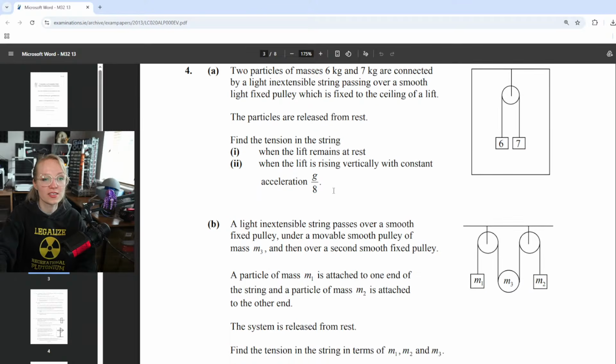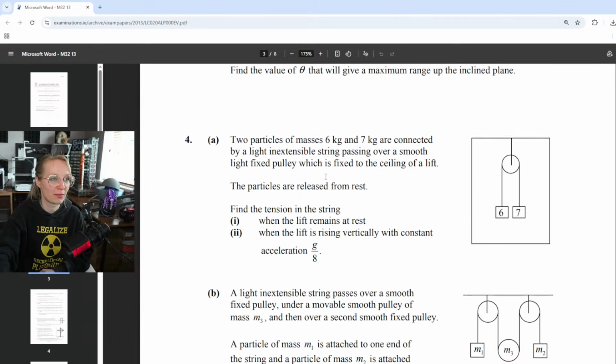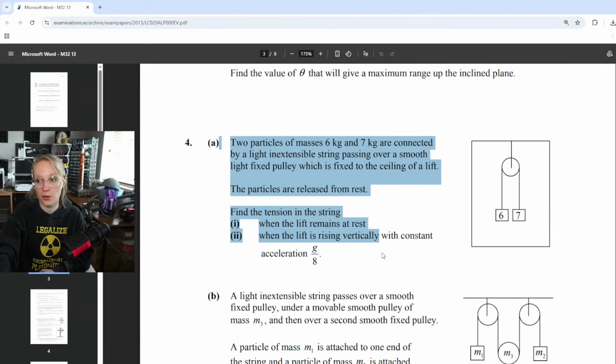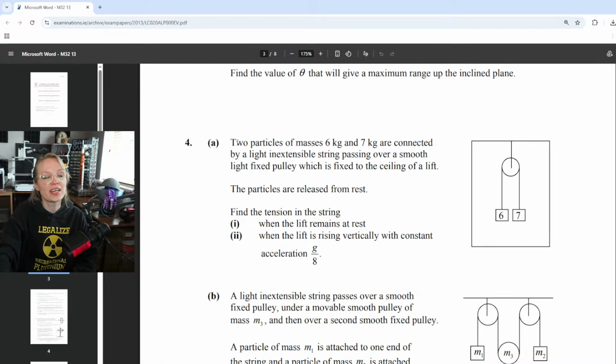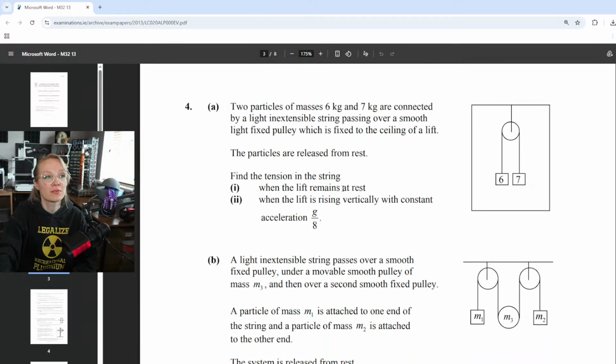Question 4. So this is the guaranteed question that comes up, it was always a pulley problem. And I studied the shit out of it always. And I did really badly. I messed up the triple pulley problem. I only did this one right. I know this is the only one I did. Two particles of masses 6 and 7 kilograms are connected by a light inextensible string. The particles are released from rest. Find the tension in the string when the lift remains at rest and when the lift is rising up with a constant acceleration.